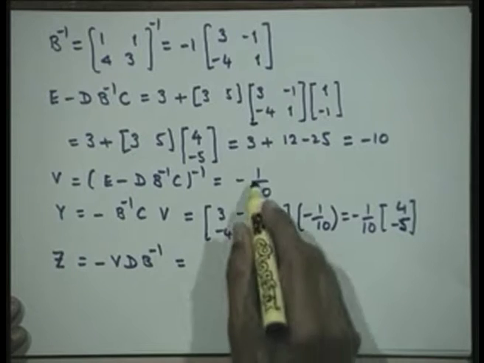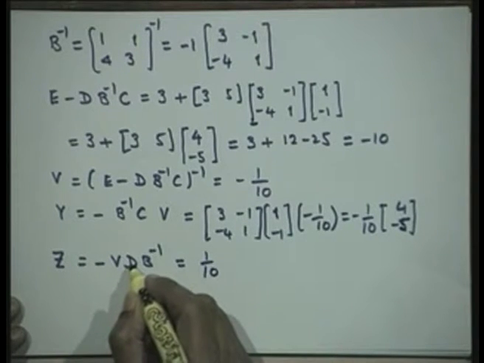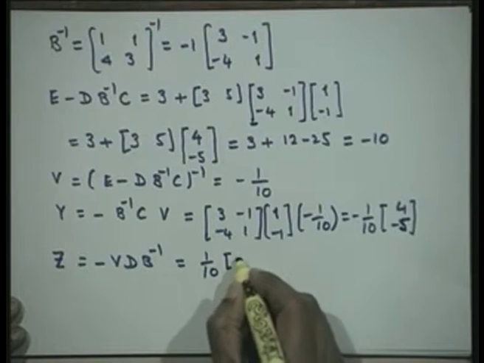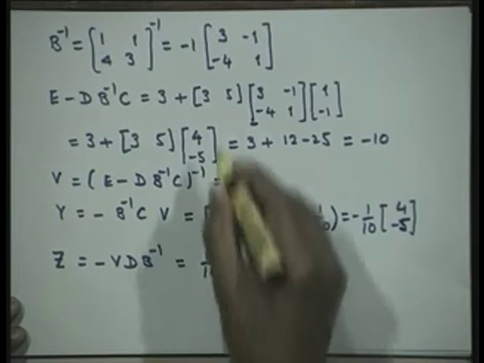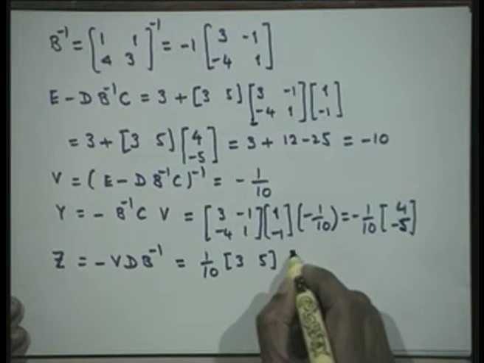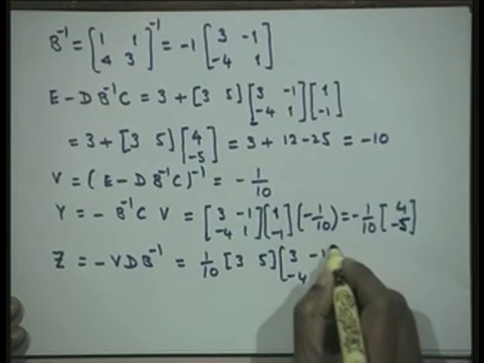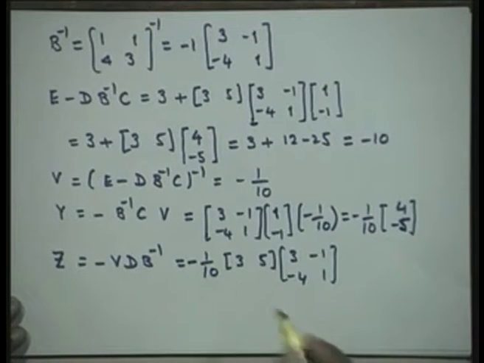Now, V is minus 1 by 10. So, I can absorb this 1 upon 10. D is the row vector 3 and 5, we have used it here, and B inverse is 3 minus 1 minus 4 1. Now, we have a minus sign. So, let us put one more minus sign over here.